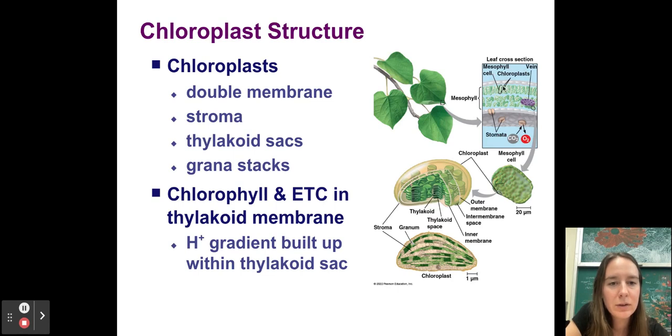But inside the mesophyll cells, you will see chloroplasts. Chloroplasts look like this. They're organelles. Each mesophyll cell has about 30 to 40 chloroplasts. So in one cell, you have 30 to 40 of these chloroplasts, a special organelle.